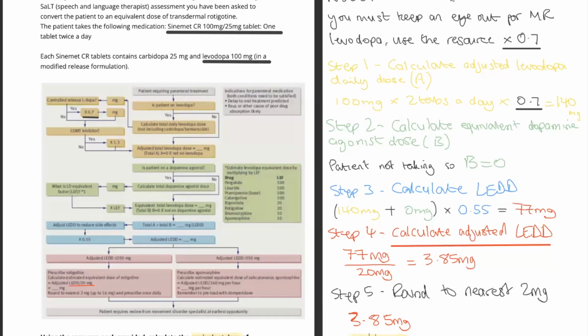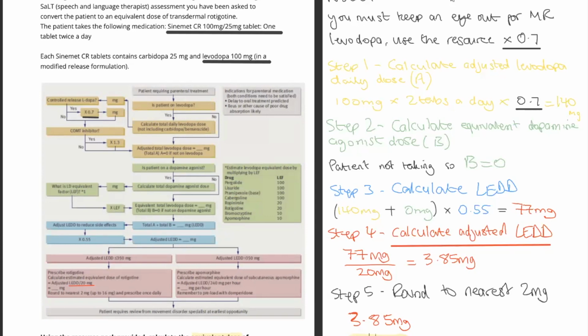Now we need to calculate step 3, which is the LEDD. I've done that for you in blue. So we need to use what we got from step 1 and step 2, and we need to times that by 0.55. That will give us 77. So 77 is in red. That is our adjusted LEDD.